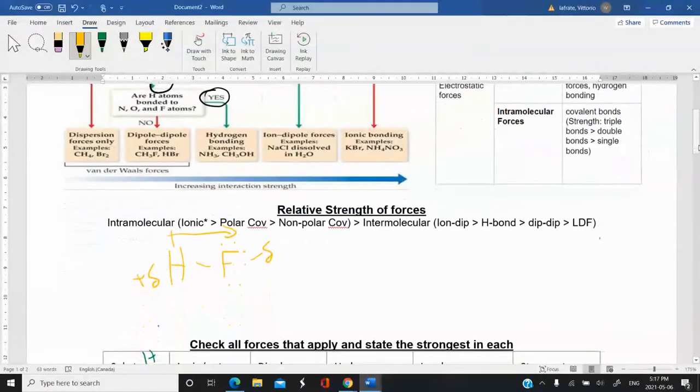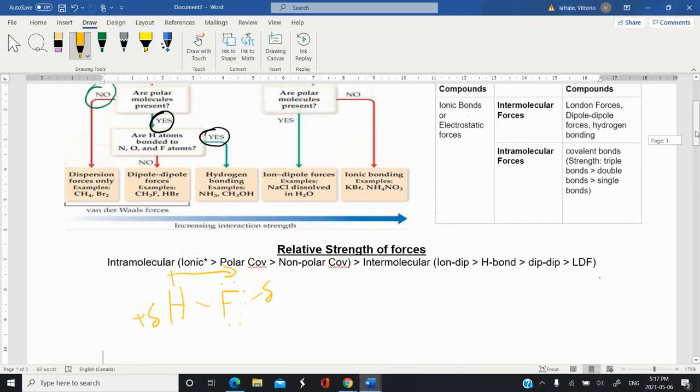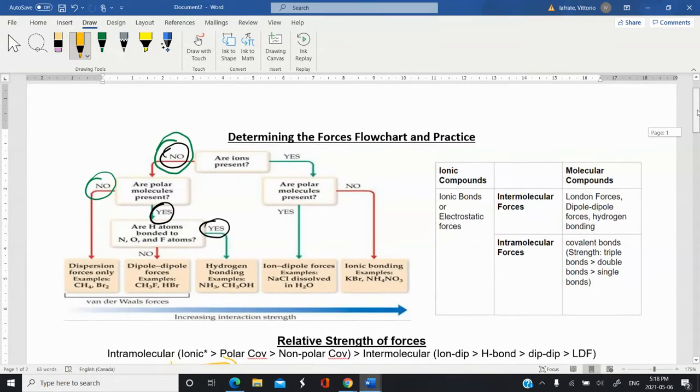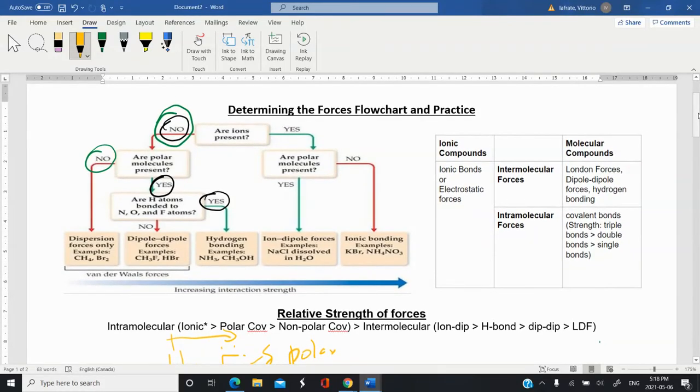So this is linear, and because it's linear and we have a dipole, this is going to be polar overall, right? Because you have a pulling in a certain direction, it's not being balanced out by pulling in another direction. So linear with a dipole is going to be polar. So we don't have any ions. Are there polar molecules? Yes. In those polar molecules, are there any HO, HN, or HF? Well, yes, there are, because we have HF.